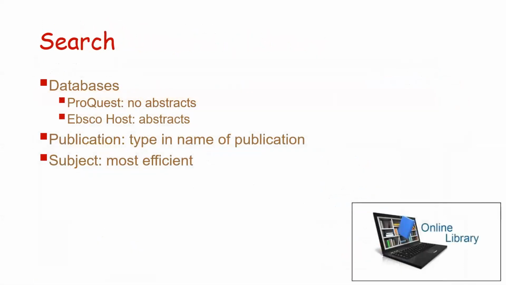Now comes the harder part. You have different ways of searching in the library. One way is databases. The two major ones are ProQuest and Ebscohost. The difference is that Ebscohost uses abstracts, which I think is much better than just seeing the title of the article. You have an opportunity to look by publication, which means you would type in the name of the publication. And finally, you have subject, which I believe is the most efficient way to do it.